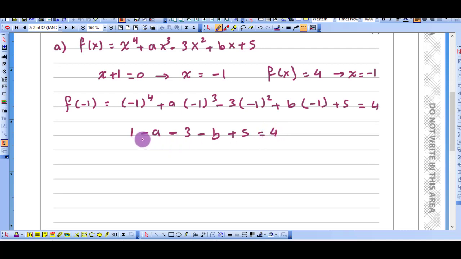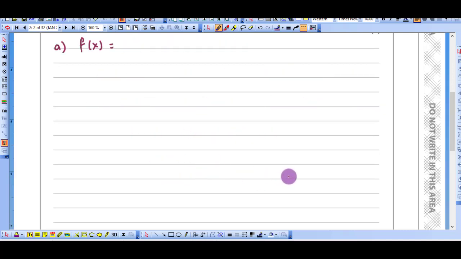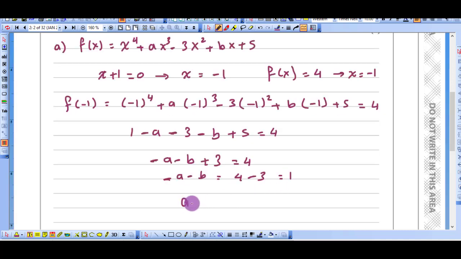So from here we have 1 plus 5, this is 6, minus 3 equal to 3. So minus a minus b plus 3 is equal to 4. So minus a minus b is equal to 4 minus 3, so equal to 1. So a plus b is equal to minus 1. And this is the answer of the question.